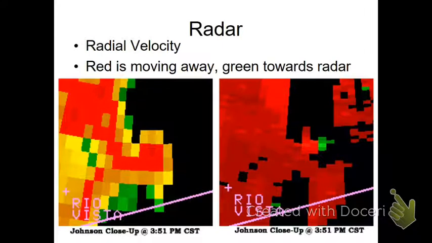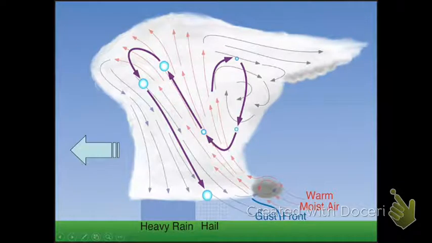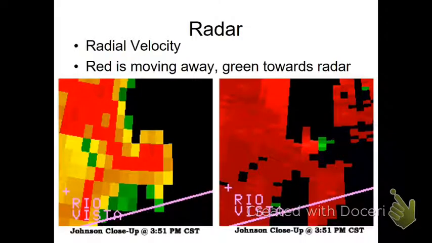The other thing I want to show is what's called a radial velocity. If in your project you are doing a tornado, you will probably run into this image in one form or another. In this case, the tornado is actually right about here.